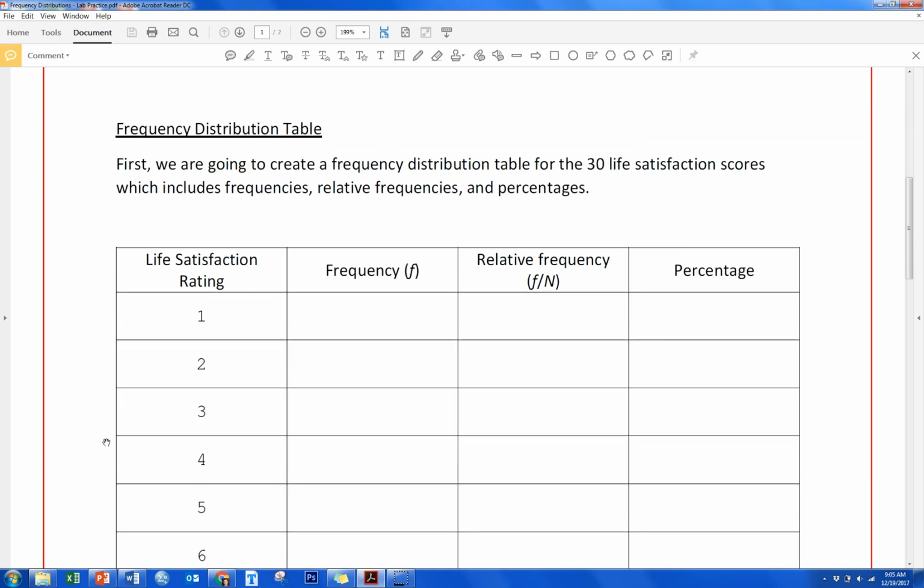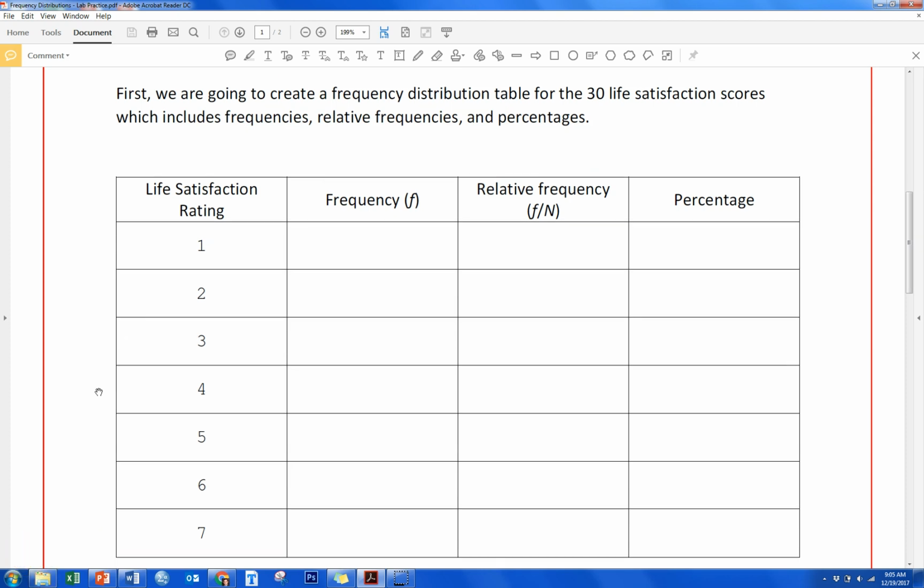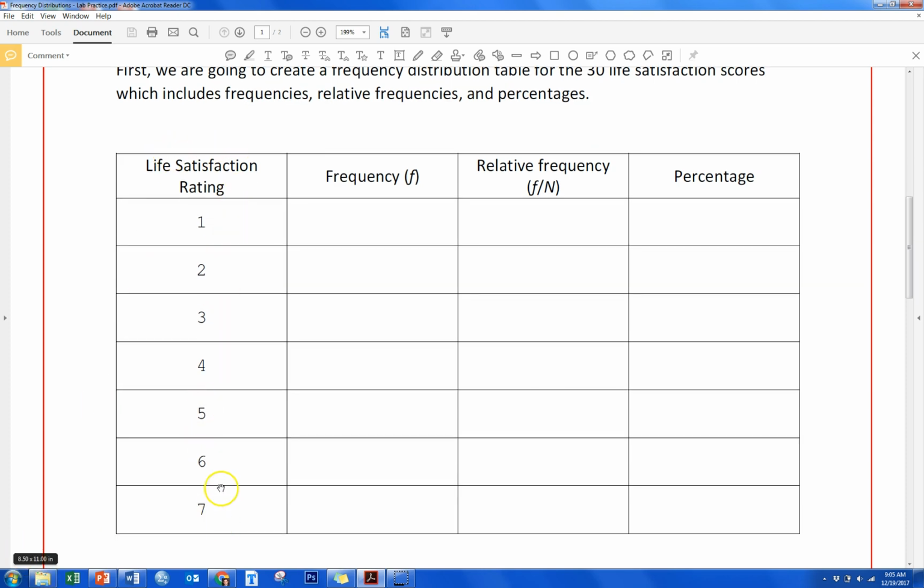So we're going to begin by creating a frequency distribution table. We're going to create a table for all 30 scores, which includes frequencies, relative frequencies, and percentages. Over here in the first column are each of the 7 possible responses. So each of the 30 people gave us one of these 7 responses. In the next column, we're going to give the frequency. That's how many people gave this response. So for example, in the first row, how many people said 1, strongly disagree? Relative frequency is a proportion of the people who gave that response, the frequency, to the total number of people. So you take this cell and divide by 30 because there are 30 people, and then we convert that to a percentage for the final column.